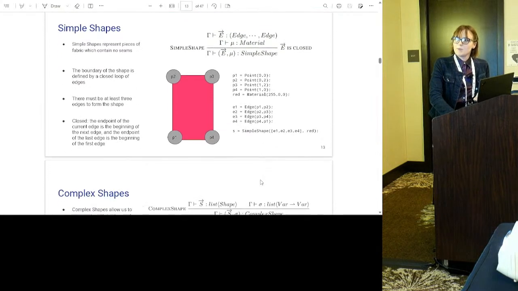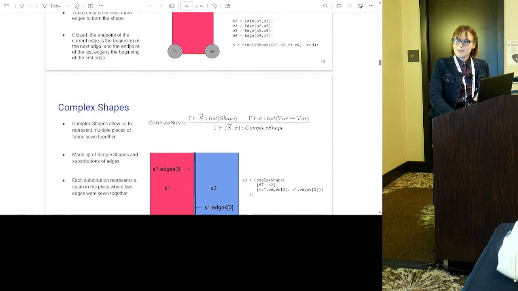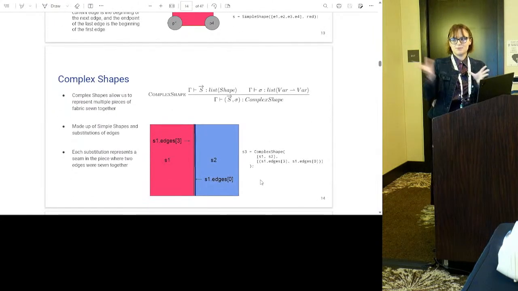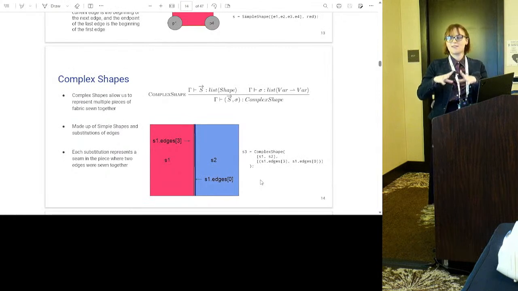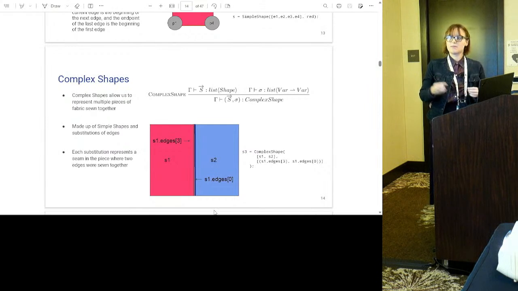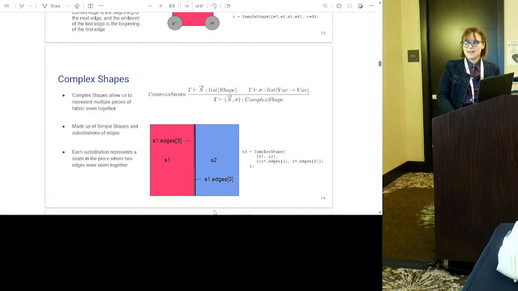What we can do with these simple shapes is form complex shapes, which are, as you can assume, multiple different simple shapes grouped together in some way. The way that we represent this is we have a list of shapes and then a list of the substitutions of edges, which are used to join them together. So we might say that we're sewing the 3rd edge of S1 to the 0th edge of S2, and that gives us our complex shape, which is the join of this pink rectangle to this blue rectangle.